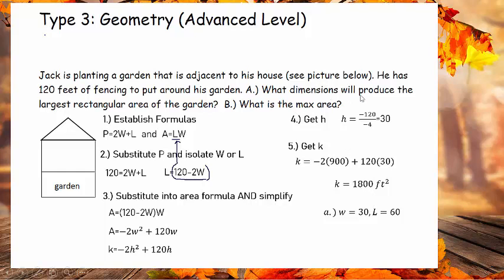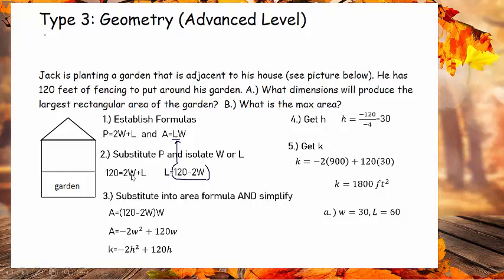When they say what dimensions will produce, you want to make sure you realize, okay, instead of W, I changed W into H. And I found that H was 30. So therefore, I can go ahead and say the width that produces max area is 30. So if W equals 30, then I could plug that right into this formula here.